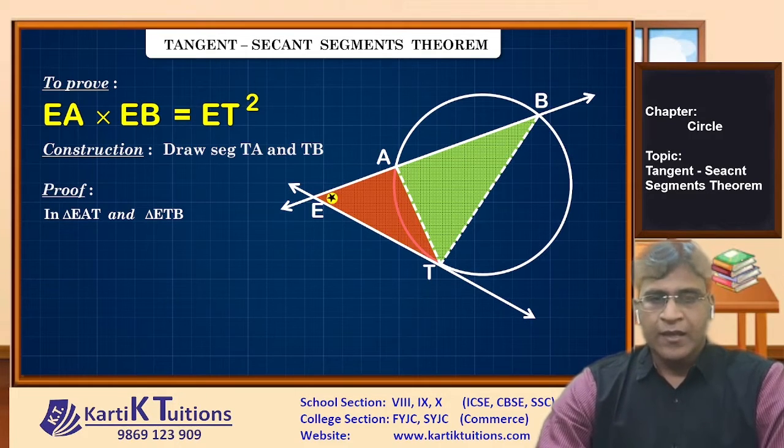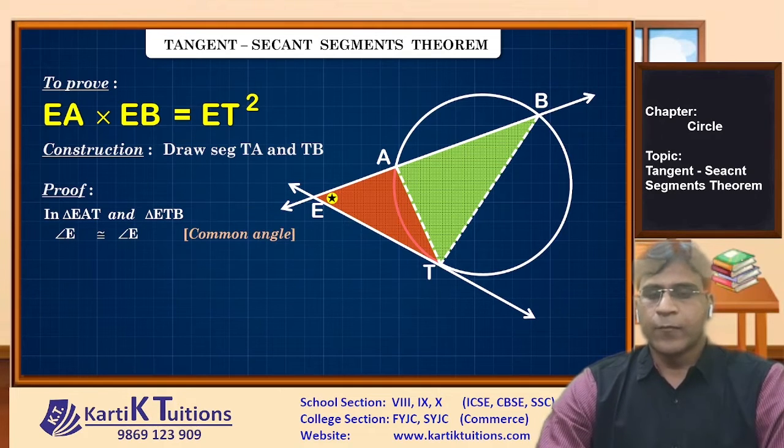First, angle E is a common angle for both the triangles. So our first condition is satisfied. Now I need one more condition to prove the triangles similar. See, if you observe angle ETA, this is the angle formed between tangent and secant, and its intercepted arc is AT. In the same way, angle EBT is an inscribed angle and its intercepted arc is again AT. So both the angles have the same intercepted arc; in other words, they are congruent.